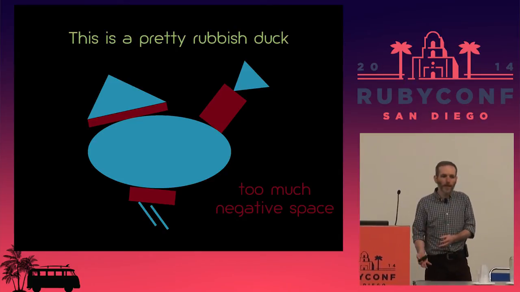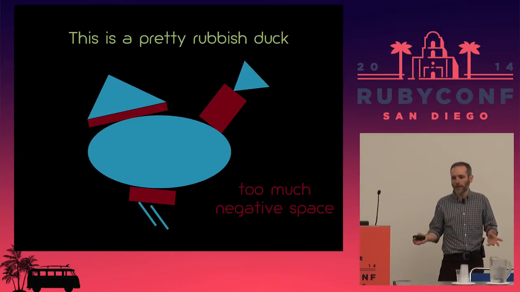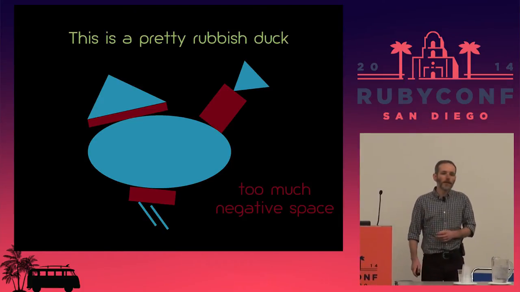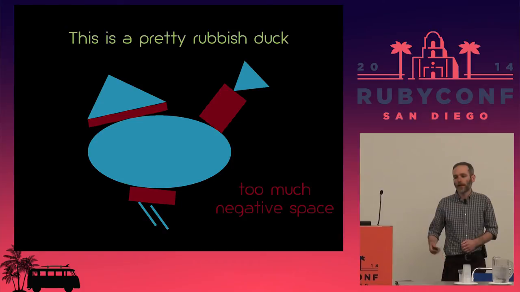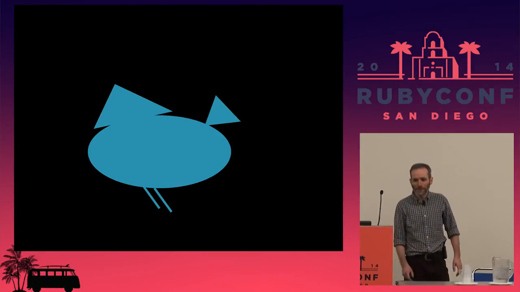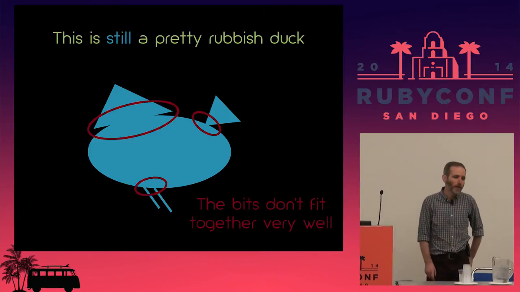Now, one of the things that I noticed when looking at this is we have all this negative space, and this wasn't here in the original duck that we looked at. So I'm going to do what any good developer will do at this point, and I'm going to remove the white space, or in this case, the black space. And we get this instead. Now, this is still a pretty rubbish duck.